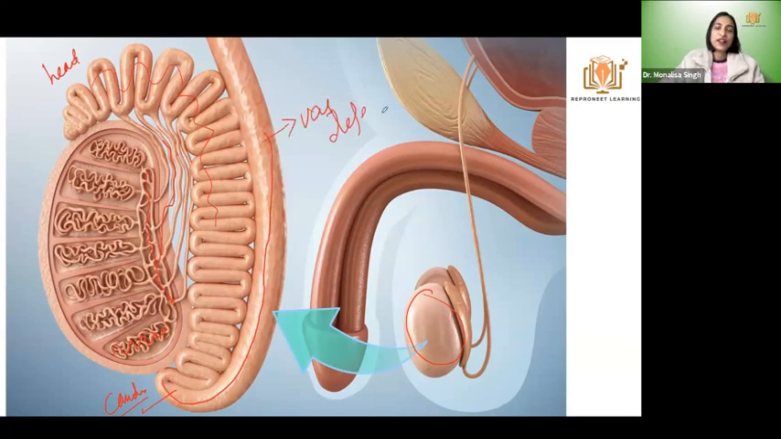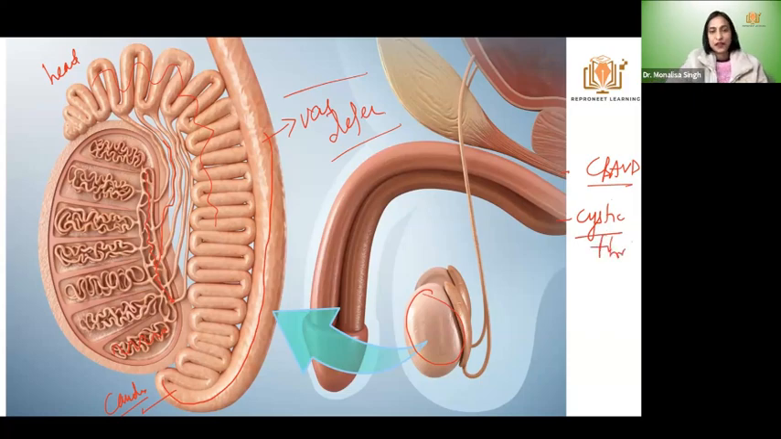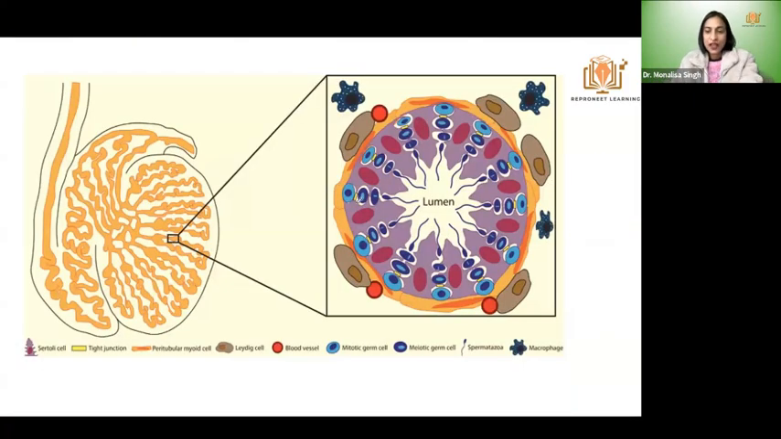There is one condition where the vas deferens is absent congenitally, bilaterally. That is called CBAVD, congenital bilateral absence of vas deferens. It is seen in cystic fibrosis. Now, this is also an interesting topic for NEET PG exams. You have to know what else happens in cystic fibrosis. Again, that's a topic for a different class. We'll discuss it in a different class.